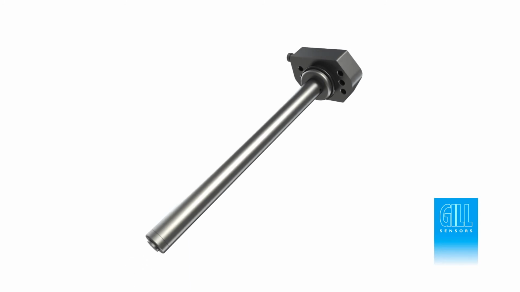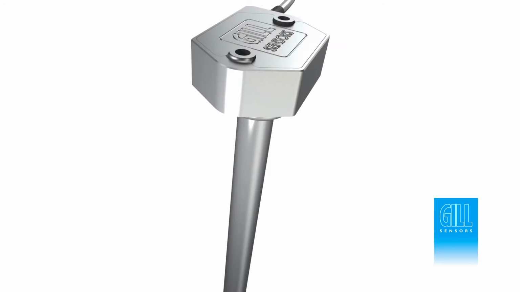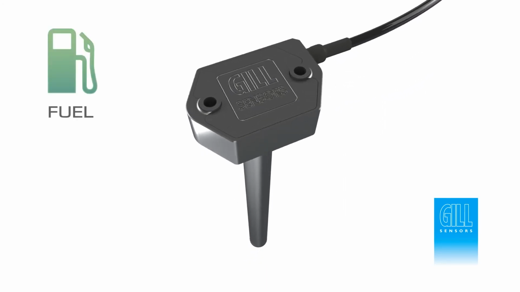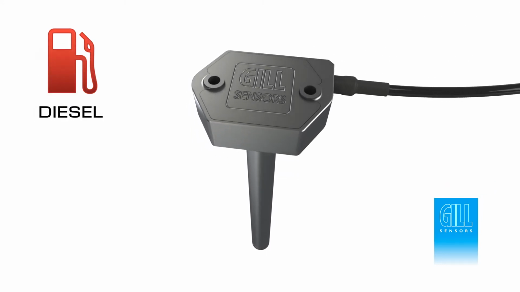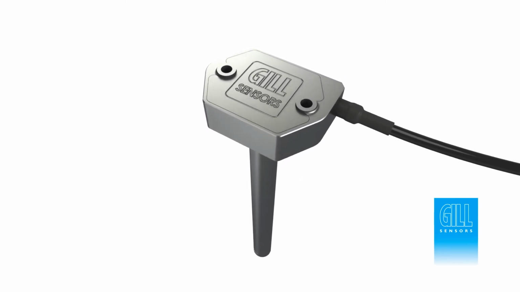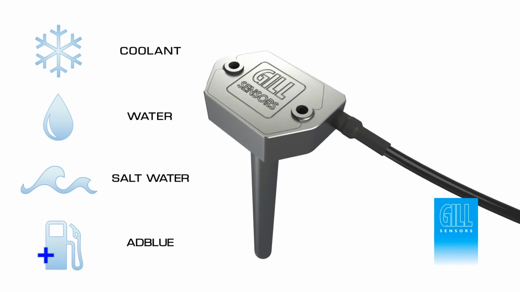Dielectric fluctuation caused by temperature variation is managed using offset values also stored within the sensor memory. These values are typically applied during factory calibration at Gill Sensors. A wide range of fluids can be measured using a Gill liquid level sensor, including fuels, biofuels, diesel, and oil. And by modifying internal components, the liquid level of electrically conductive substances, such as water, can be measured.